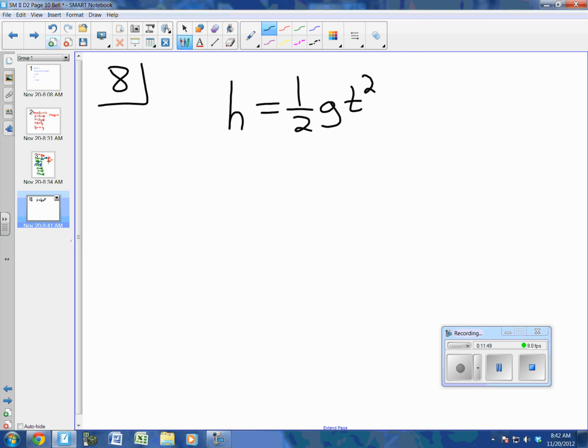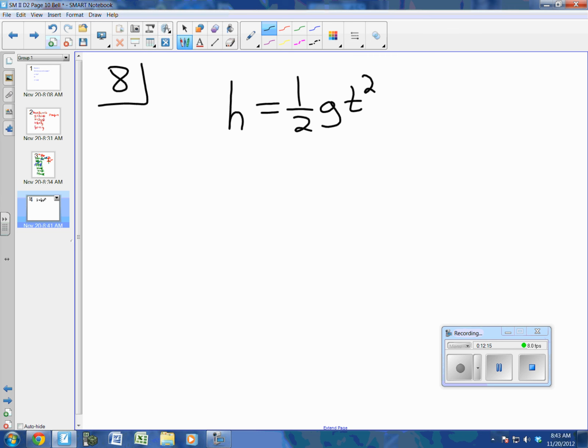9.8. Who said that? Andrea, have you seen it before? 9.8 meters per second squared. Okay? Meters per second squared. Meters per second per second. And that's the acceleration due to gravity. That's how fast it's accelerating, not the speed. That's how fast it's picking up speed. So that's numbers you guys will see all the time.